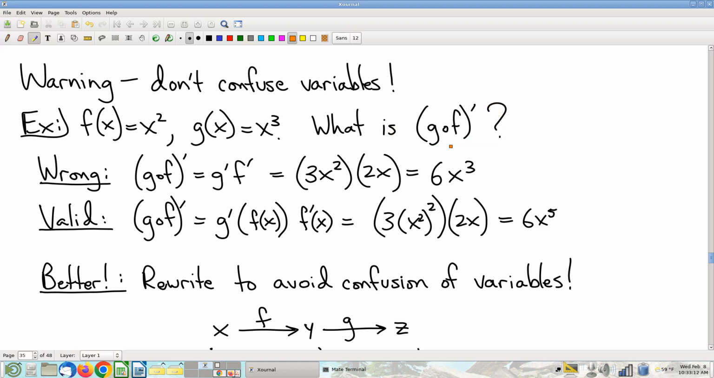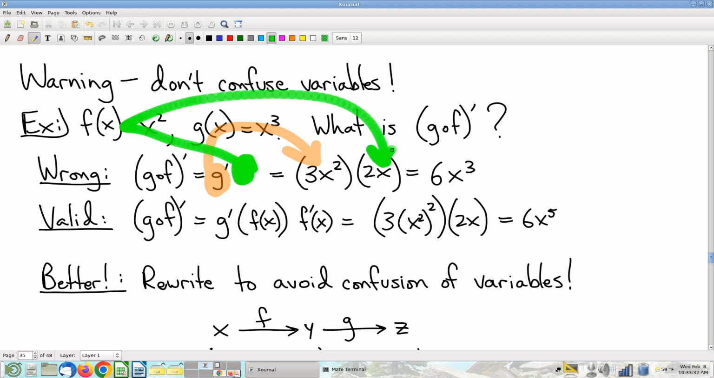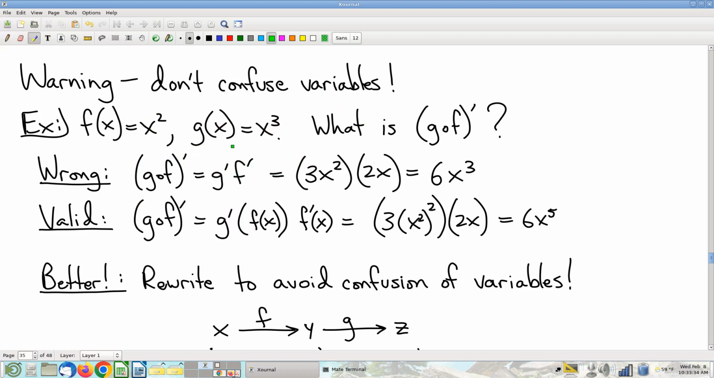Let's proceed blindly. The shortcut, rough, easy way to say it is that a derivative of a composition is a product of derivatives. Okay, so fine. So we write that down. g prime times f prime. g prime is 3x squared. f prime is 2x. And so we get as our answer 6x cubed, which of course is wrong.